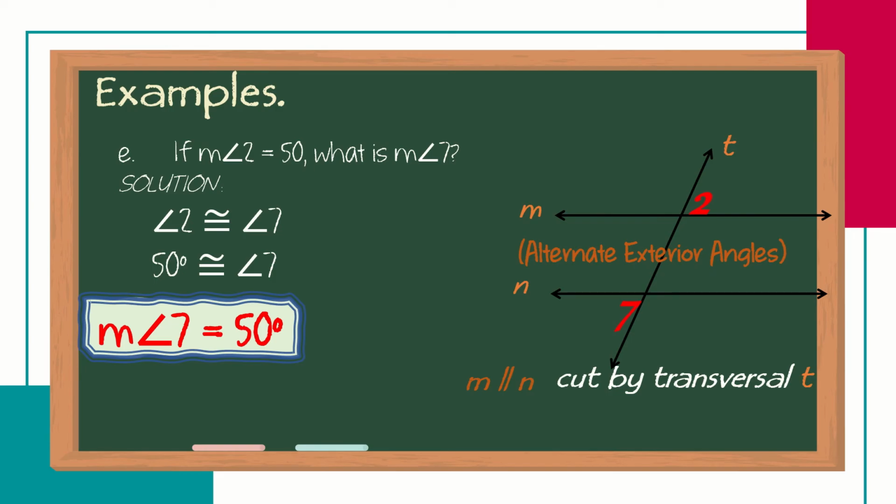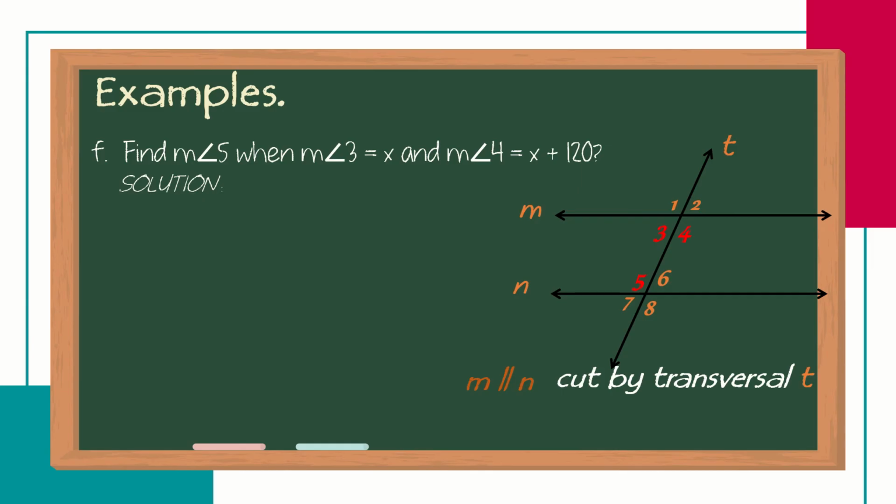And for our last item, item F, let's try a quite challenging one. Find the measure of angle 5 when the measure of angle 3 is equal to x and the measure of angle 4 is equal to x plus 120.